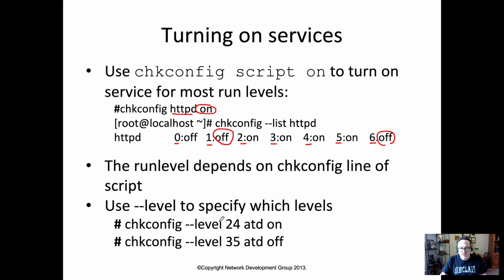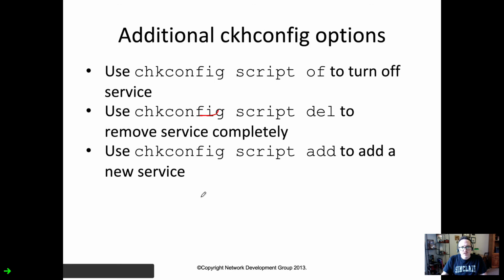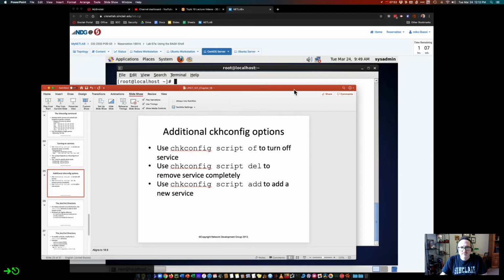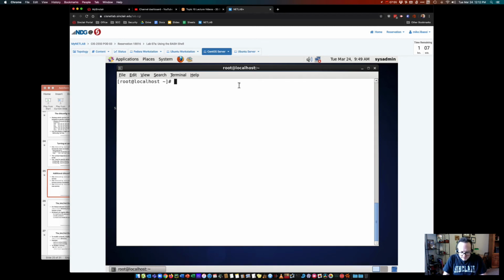Now you can actually change these with the --level option. In this case, we want levels 2 and 4 for ATD to be on, and levels 3 and 5 for ATD to be off. So --level. We can also remove an entire service with del. But for now, let's just take a look at chkconfig.